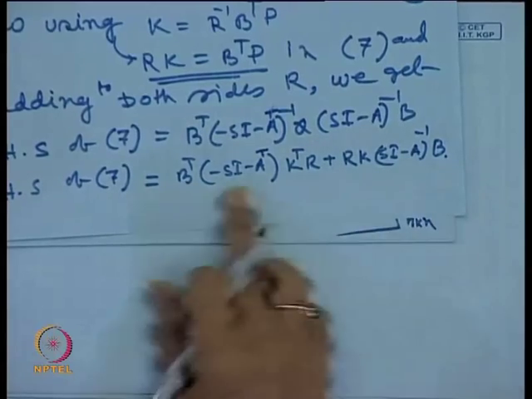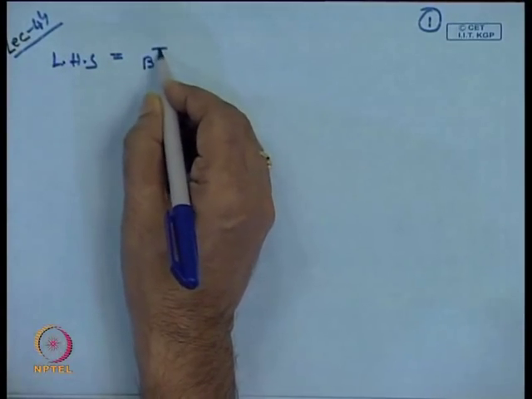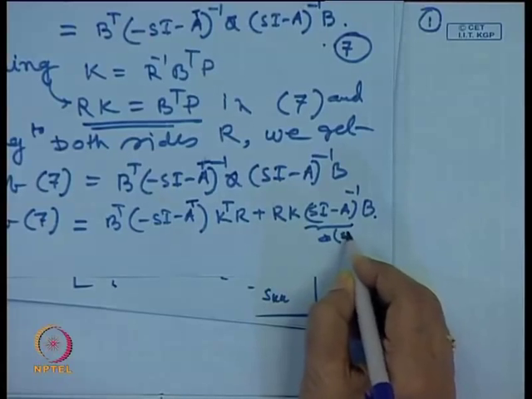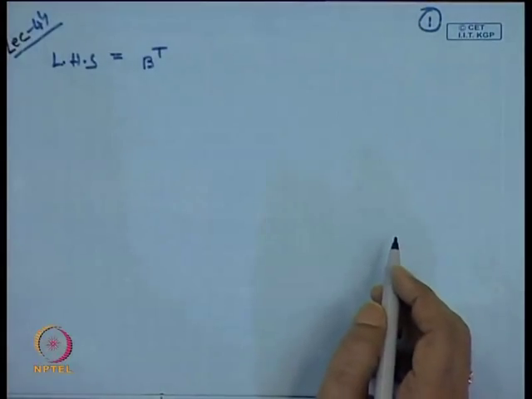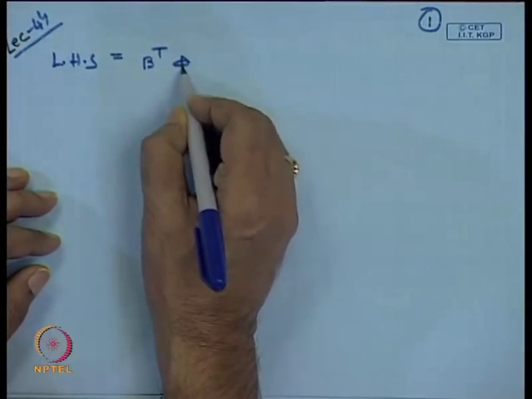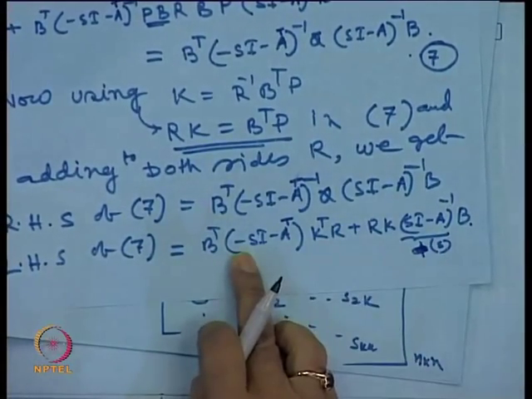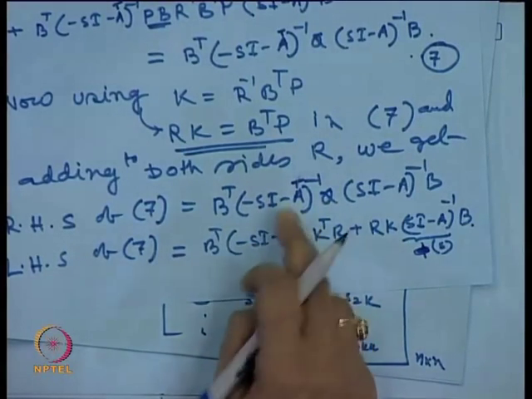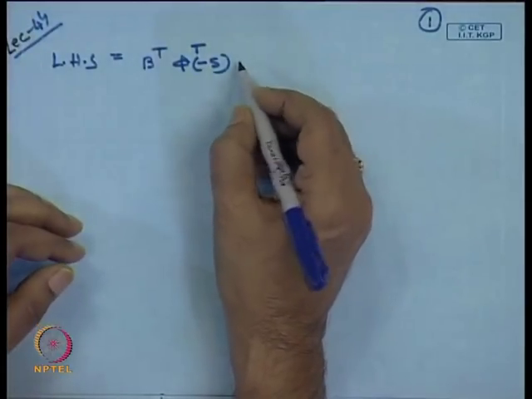So, see the left hand side, what we can write next. On the left hand side we can write B transpose. I am denoting this by phi S, that is, S I minus A whole inverse is phi S. Then I can write B transpose, then phi minus S whole transpose. See, S is replaced by minus S, so it will be phi minus S, then whole transpose in place of this, which is our phi S. Then if you take that whole transpose, that will be S I minus A transpose, then your K transpose R.